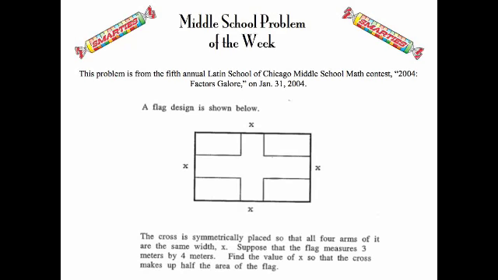In this week's problem, we're looking at a 3 meter by 4 meter flag with a cross in the middle that's width x, and we're trying to find the length of x so that the cross makes up half the area of the flag.